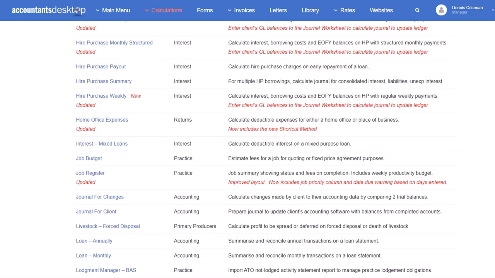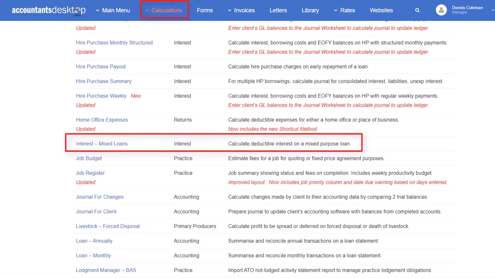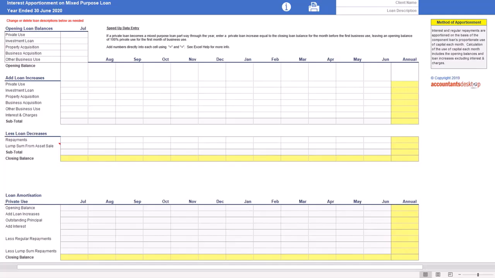Roger uses Calculations, Interest, Mixed Loans to calculate interest on up to 4 different business uses of that loan.